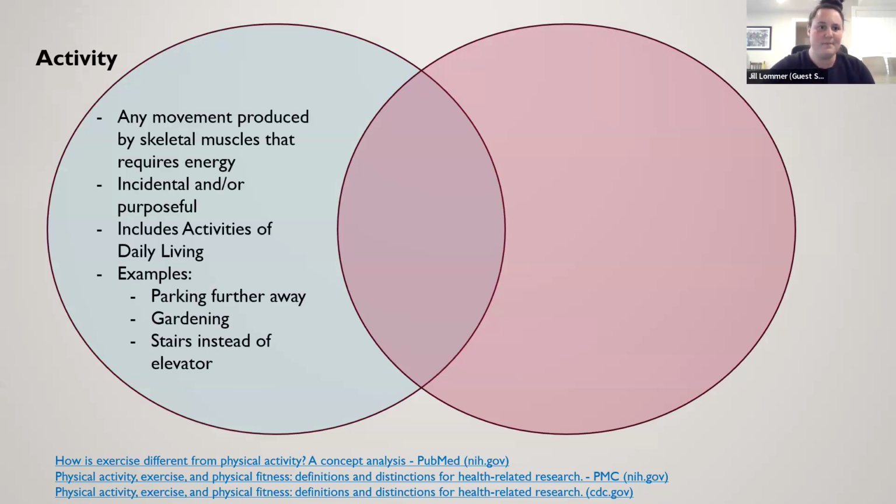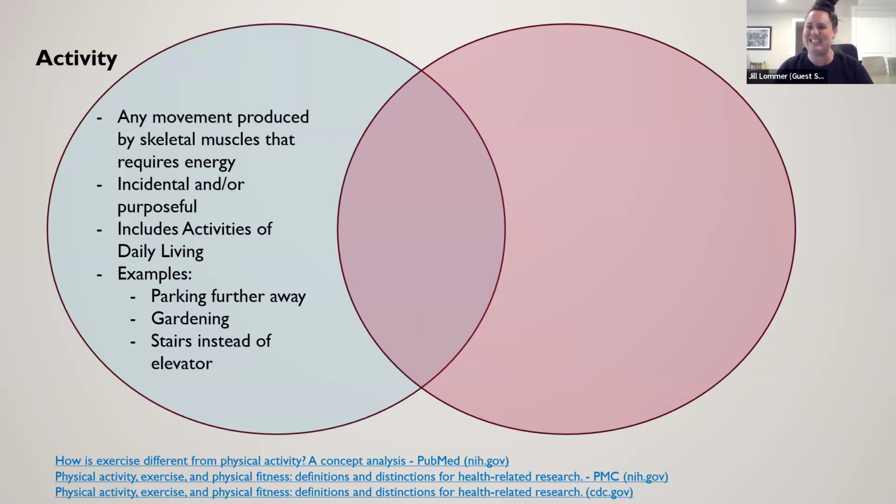So activity is any movement produced by your skeletal muscles, and that's just the muscles that move your joints, that requires energy. So a good example of that would be if everyone were to just raise their hand. That is an activity. We've just performed an activity. If we were to turn behind us, that counts as an activity, okay? Because it used our muscles and it required some sort of energy.